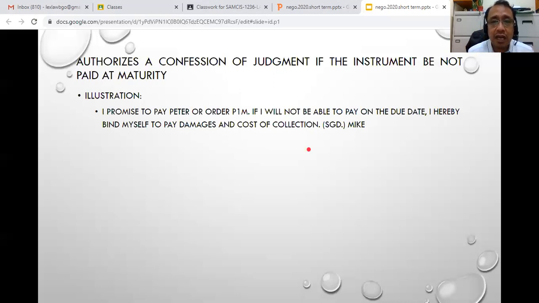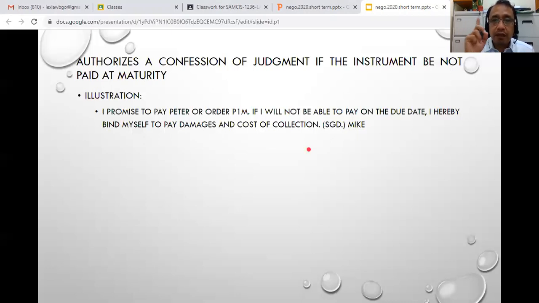And what is that additional act that Mike is required to do? That is to pay damages. That is to pay the cost of collection. Well, will the inclusion of that second sentence, if I will not be able to pay on the due date, I hereby bind myself to pay damages and cost of collection, render the instrument non-negotiable? Obviously, the answer is no. The instrument remains a negotiable instrument, even if the maker is required to perform an additional act besides the payment of money.